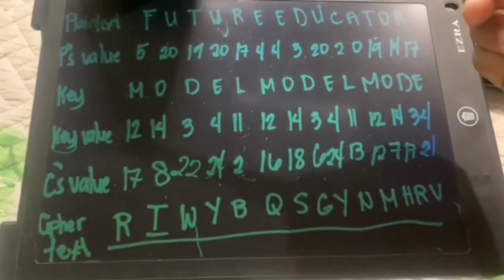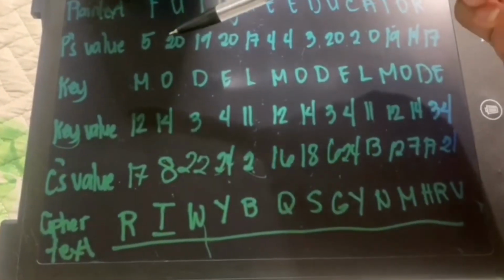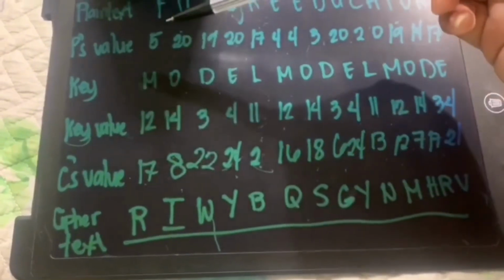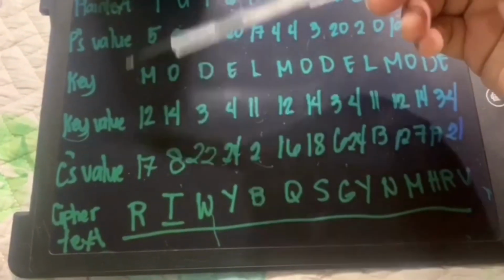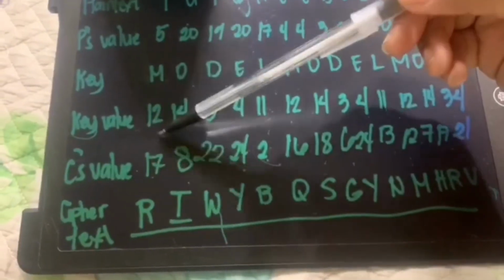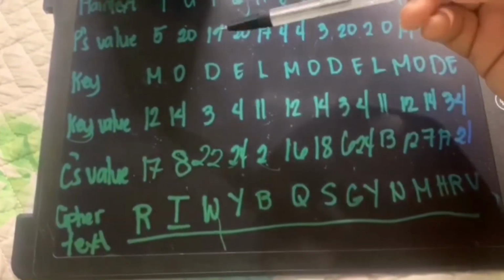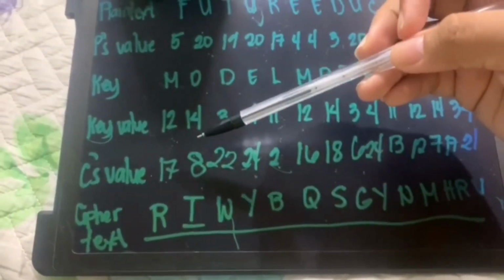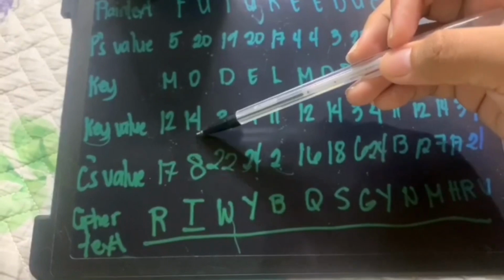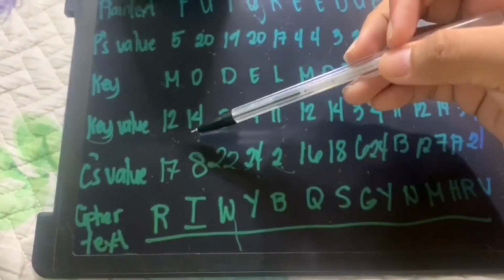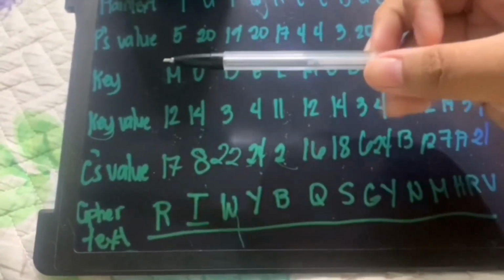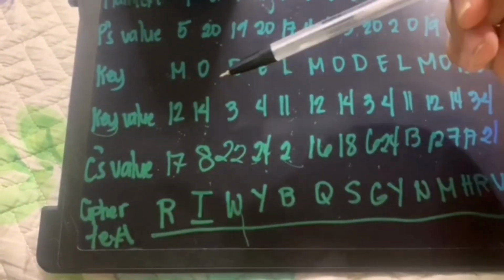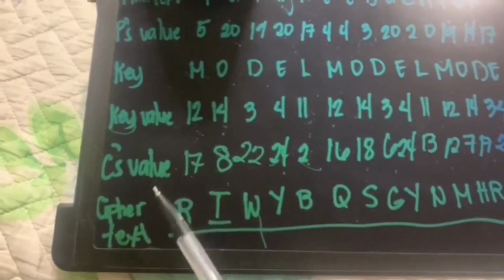So for example, in the first column, the piece value is 5 and the key value is 12. We have to add these two, so the sum is 17. For the second column, the piece value is 20 and the key value is 14. Since the sum of these two is 34 and it is above 26, we have to divide it by 26 and get the remainder, and the remainder is 8.